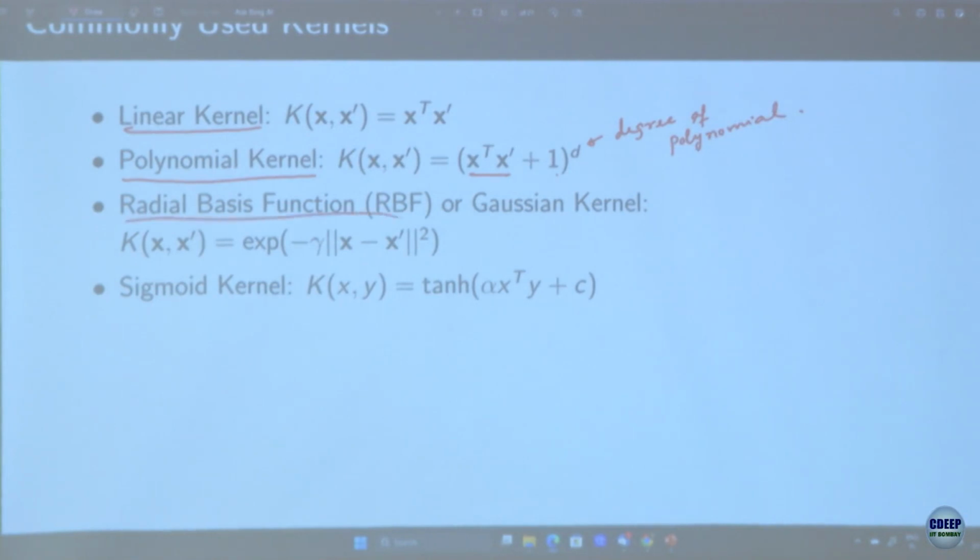And we just now talked about the radial basis function or the Gaussian kernel, e to the power minus gamma times the squared norm between two points. That's also positive semi-definite. And here is another kernel, not very frequently used, the sigmoid kernel, which is just the tanh function applied to the dot product of two vectors plus a constant. This is also positive semi-definite.